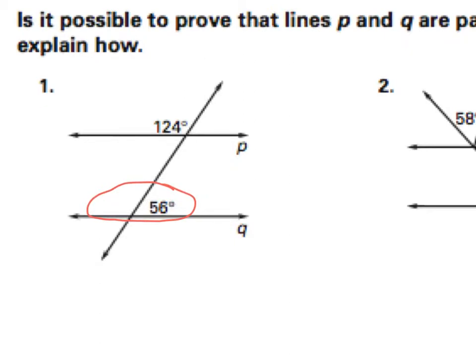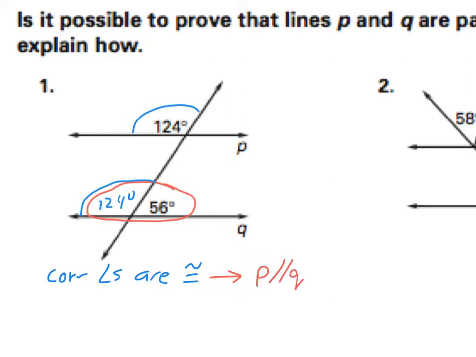Good, so we have this pair are linear. So if I were to subtract from 180, I get 124 degrees. Oh, I see that somewhere else. Now, I have this angle being 124 and this one being 124. So what's true about corresponding angles? Since the corresponding angles are congruent, what's my conclusion? The lines are parallel.